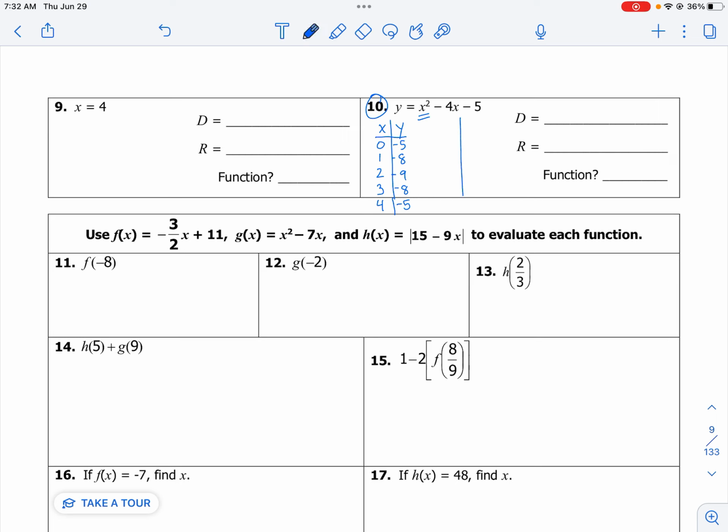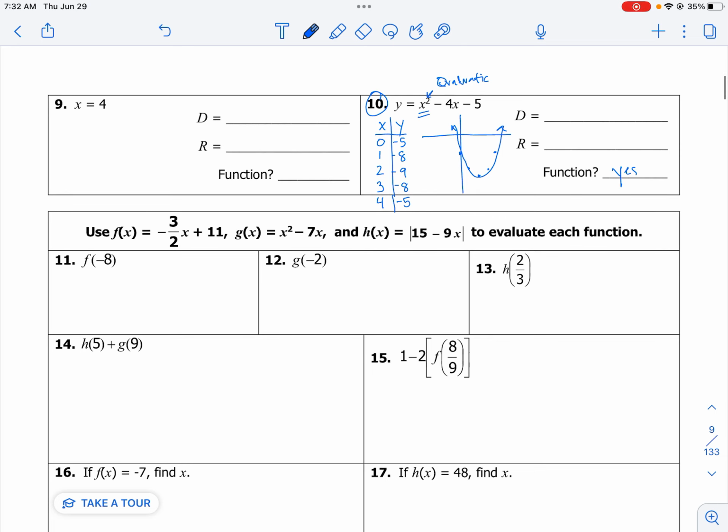What we found is that (0, negative 5), (1, negative 8), (2, negative 9), (3, negative 8), and (4, negative 5) ended up looking like a parabola. Because of that squared, it's a quadratic function. So before we even drew this, someone was able to say it is a function because none of the x values repeat. So yes, because we have no repeating x values.